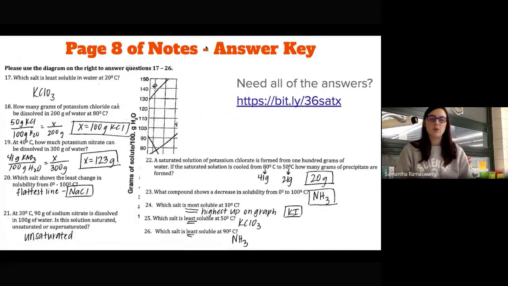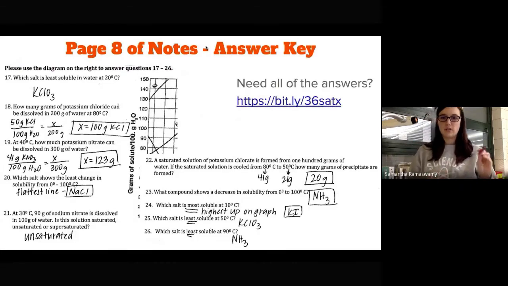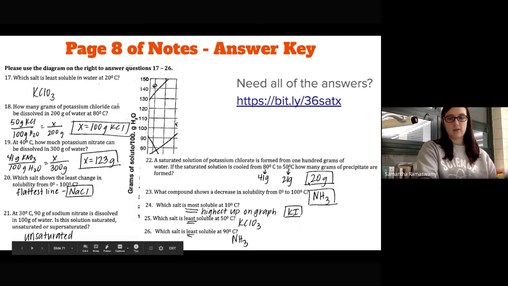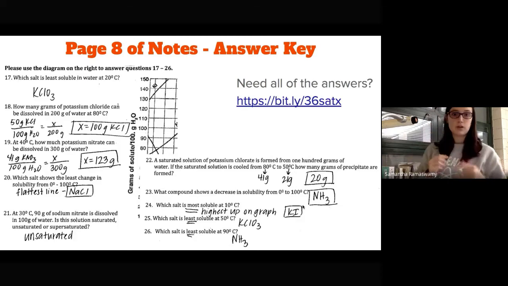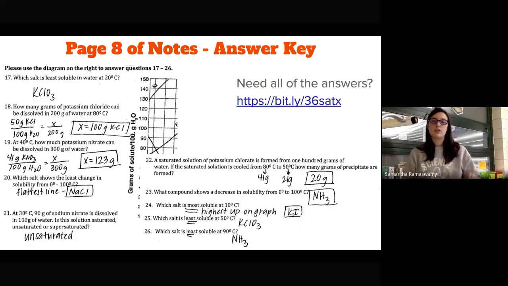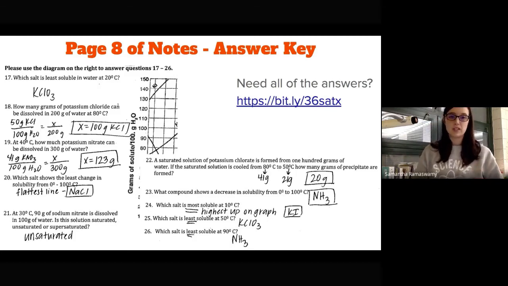Okay, so I put the answers for 17 through 26, and I know you have the first half over here and the second half kind of down here. But you can check answers. So 17 was just reading the curve, which one's least soluble. So you're looking at which of those solids on the curve will have the least amount of solid dissolved at 20 degrees Celsius. 18 and 19 are similar to ones that we've looked at before, where we're changing the amount of water. Least change in solubility is the one with the flattest line, which in the case of this example was NaCl.